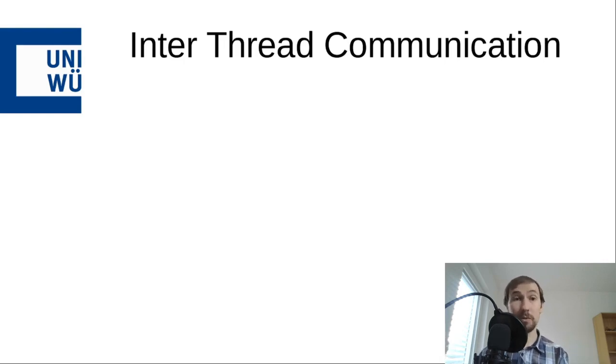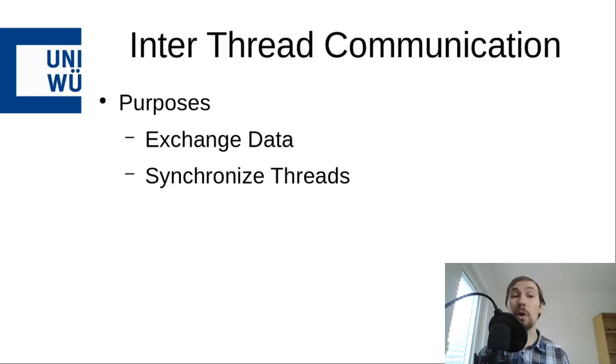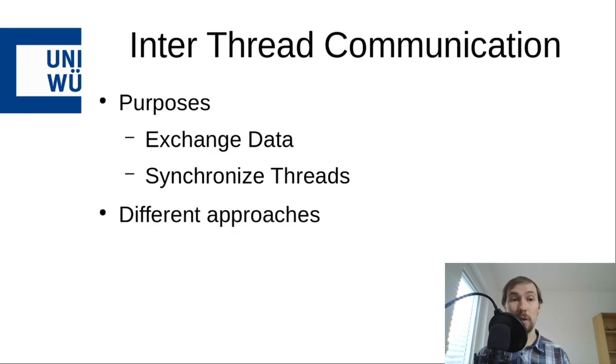There are two purposes for this. One is that I just mentioned, exchange data, and the other one is to synchronize threads. So especially if they depend one on the other, then we have to provide some synchronization between the two threads. For example, the second one should run only if the first one is finished with its calculation. And in order to achieve this inter-thread communication, there are different approaches that we want to have a look at today.